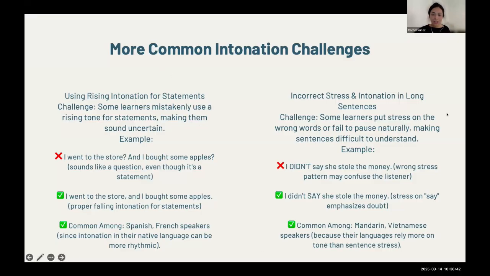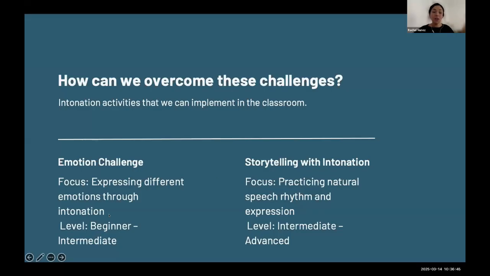Perfect. So I'm now going to move on to the next slide. How can we overcome these challenges with word stress and intonation? I'm going to now present 2 activities that we can use. The first one is called an emotion challenge. The objective focus of this is expressing different emotions through intonation. This can be used with beginner and intermediate learners. The other one is storytelling with intonation. And the focus of this would be practicing natural speech, speech rhythm and expression. And this is more for intermediate and advanced learners.